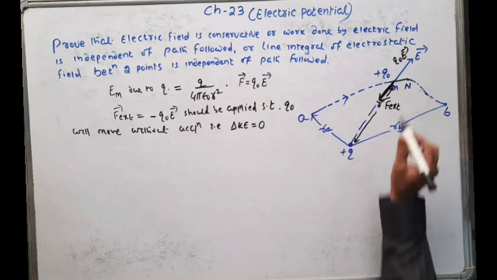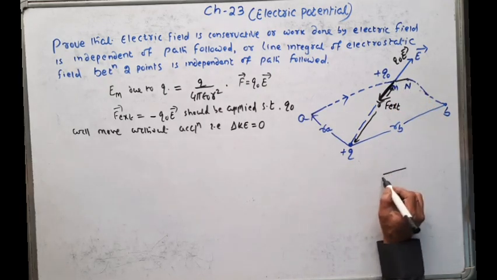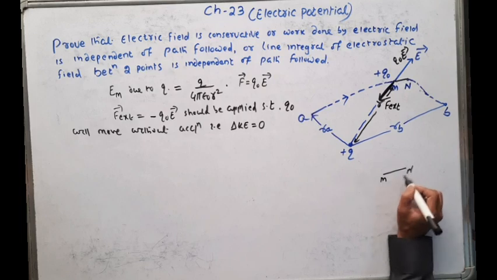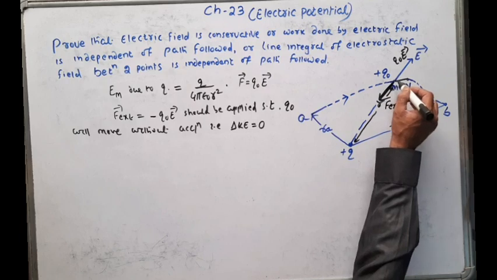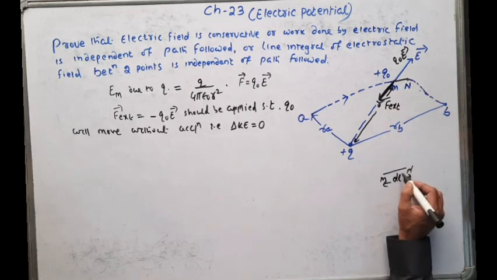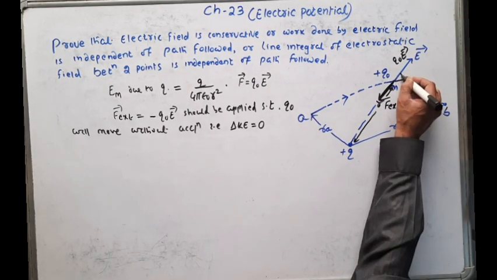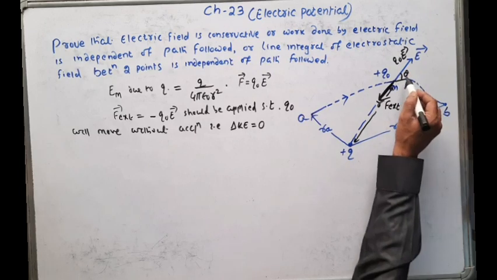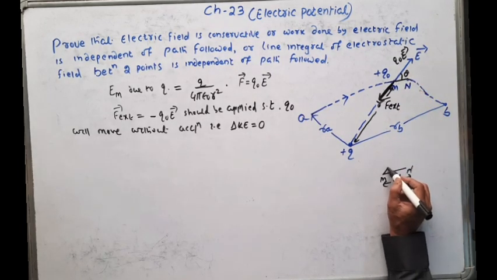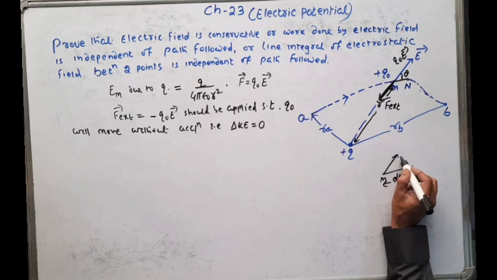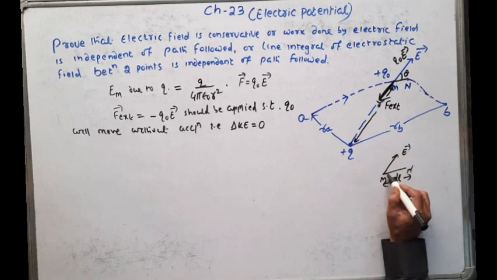So this M, N, I am drawing in a separate figure. This is your M and N. This distance is your dl. So this Q naught charge is moving from M to N, covering dl distance, and let us say this angle is theta. So this is the angle between the electric field vector and displacement vector. So this angle is theta.